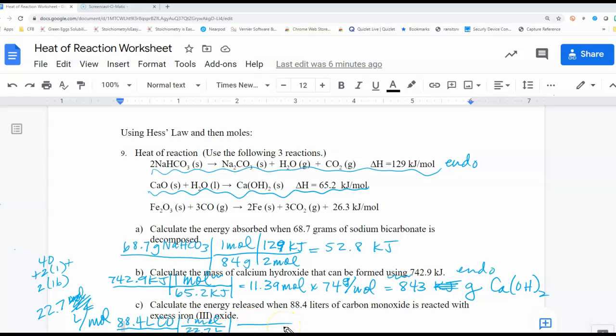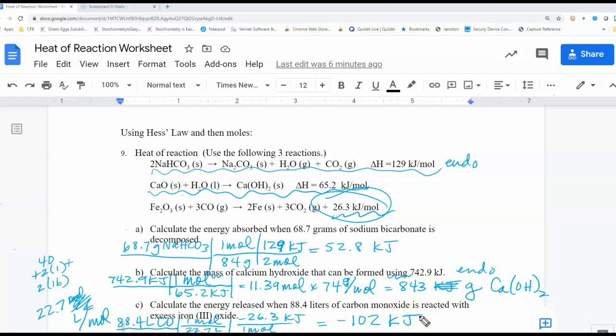And so now that we've converted to moles, then we can use the 26.3 kilojoules for every 1 mole. So that means for every 1 mole of this gas, we are going to produce 26.3 kilojoules of heat. So that makes that a negative number because it's on the product side of the reaction. So we're going to have 88.4 divided by 22.7, and we're going to multiply that by negative 26.3, and so we're going to end up with negative 102 kilojoules produced there.